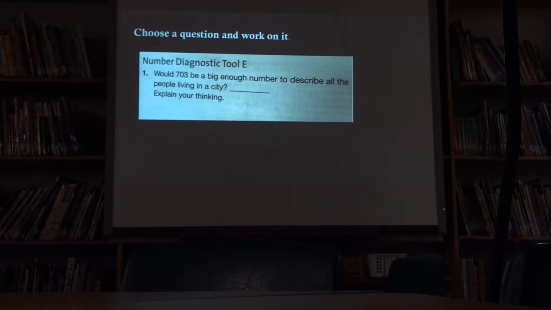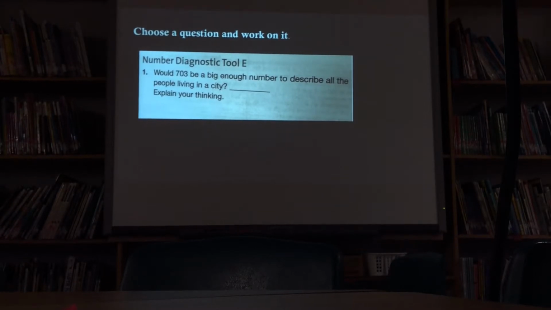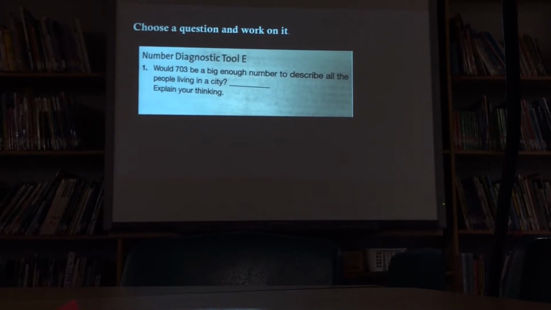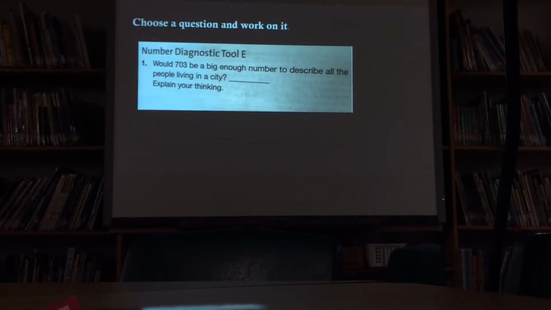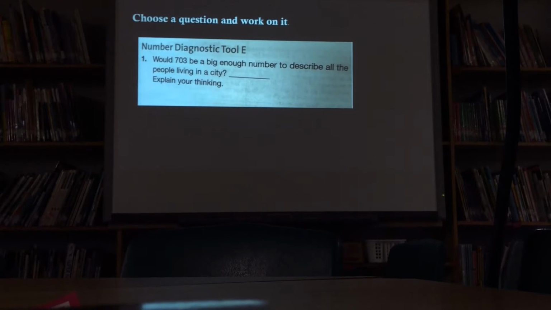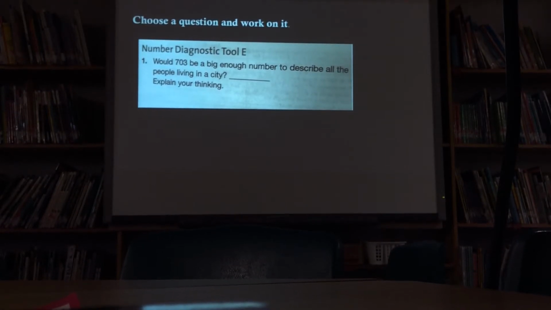Would 703 be a big enough number to describe all the people living in a city? Actually, I have a specific question from a class last year. One of the kids said no because my school has this many kids in it, and I know that the city is a lot more than the number of students at my school. Yeah, that's a good comparison.